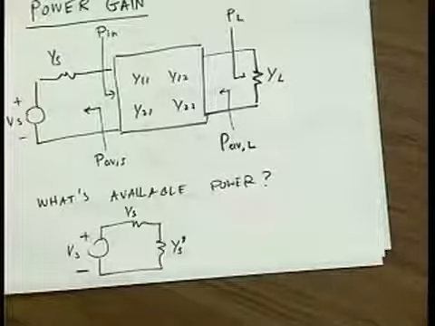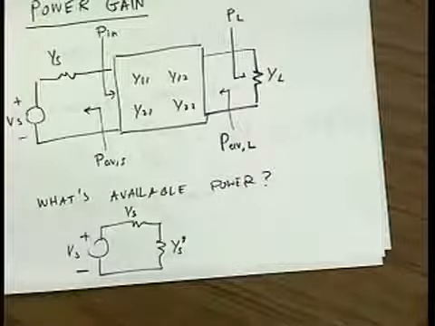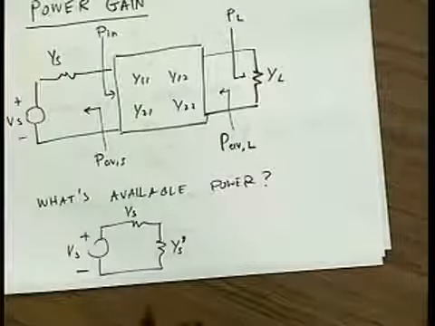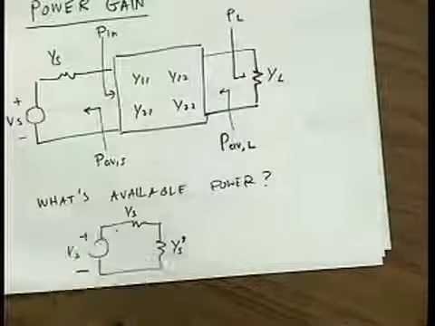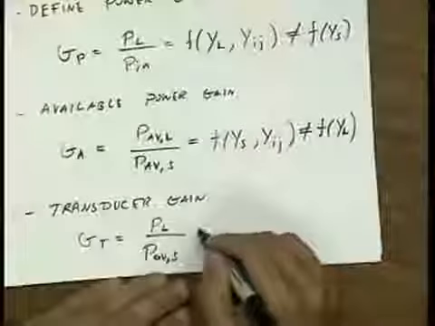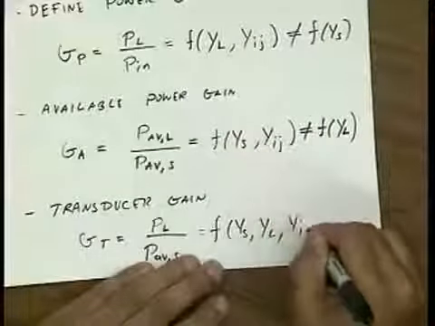Is it a function of the source impedance? Certainly, right? Because the source impedance tells us how much power is available from the source. Is it a function of the load impedance? Yes, because that changes how much power goes to the load. In other words, unlike the previous two quantities that we've defined, this is a function of the source impedance, the load impedance, and the 2-port parameters.